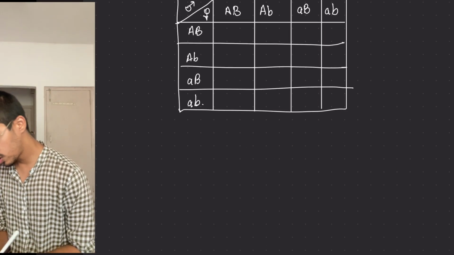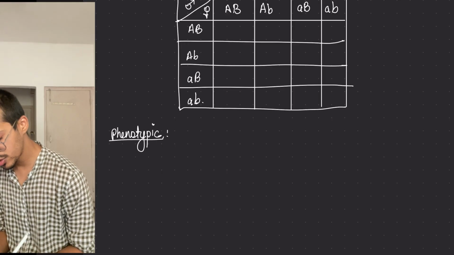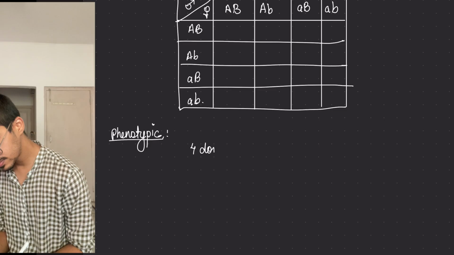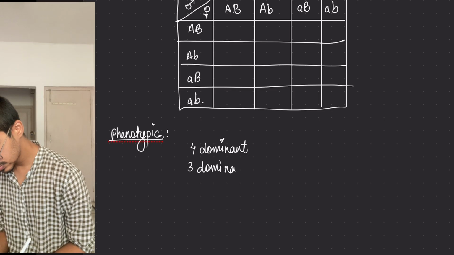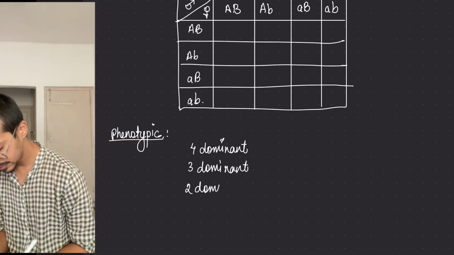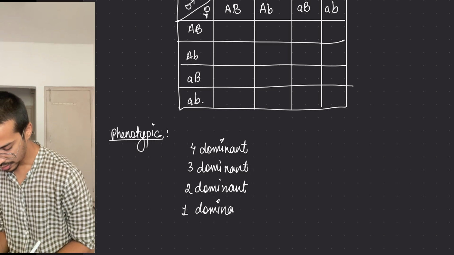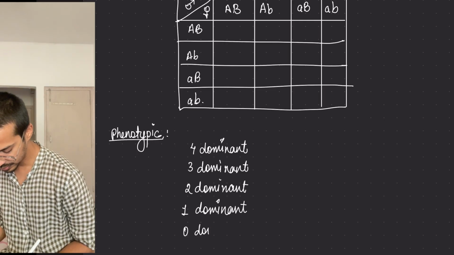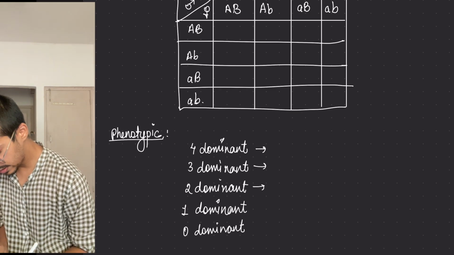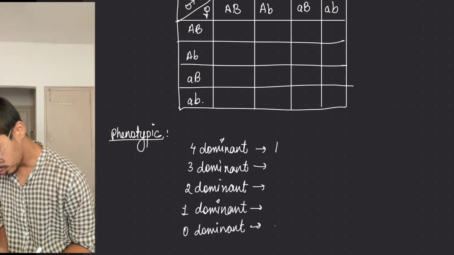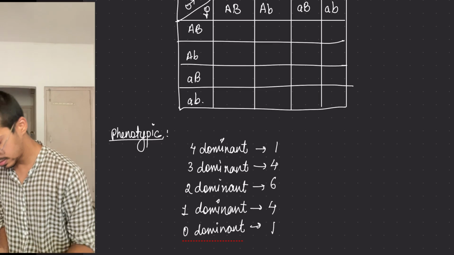So over here your phenotypic expression would be what? 4 dominant, 3 dominant, 2 dominant, 1 dominant, and 0 dominant. So 4 dominant, there will be only 1, 0 dominant also 1, 3 dominant, 1 dominant, and this.